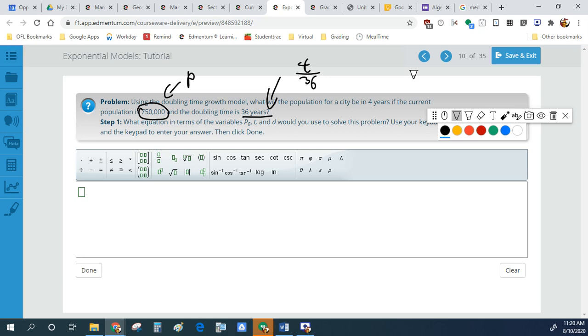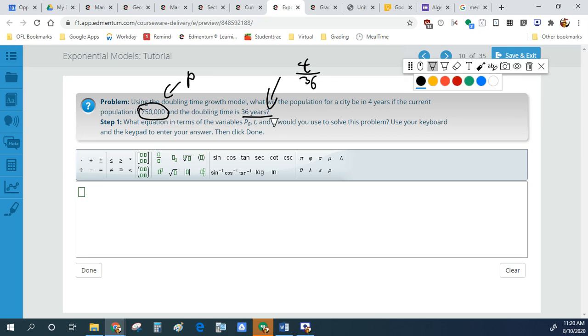So using the formula for doubling the population of a city in 4 years, if the current population is this and the doubling rate is that, what we're going to do here in terms of P naught and T and D, would you solve the problem? Would you use the equation, use the keyboard? So we're going to set this up as P equals P, and we want a subscript of 0 to make it P naught. So we're going to hit this little subscript, or you can hit Control down, Command down if you're on a Mac.